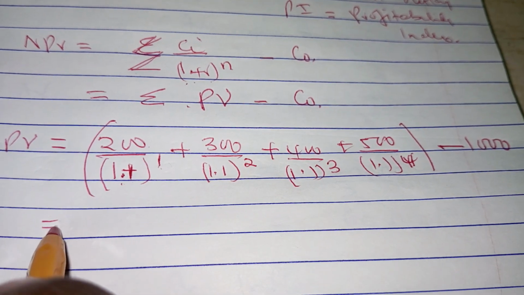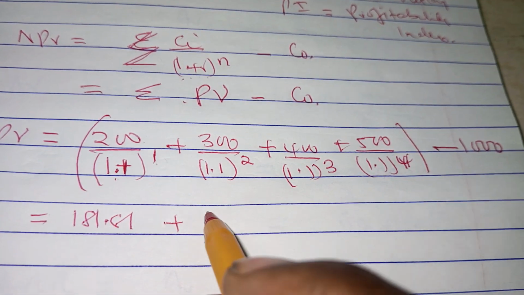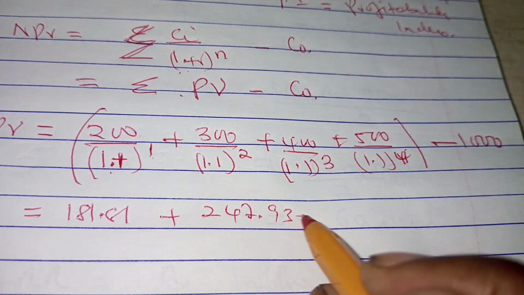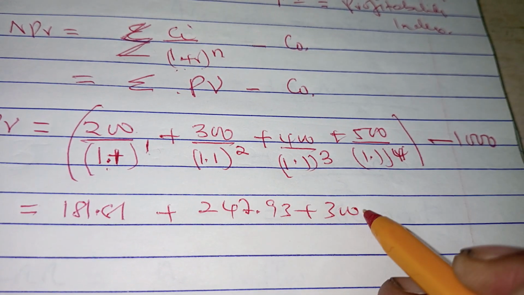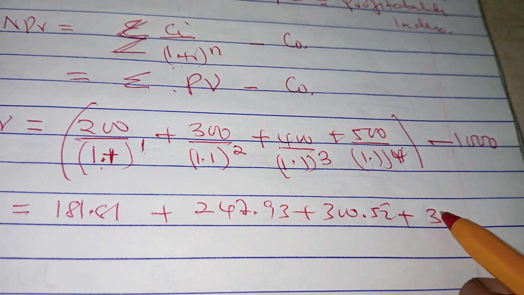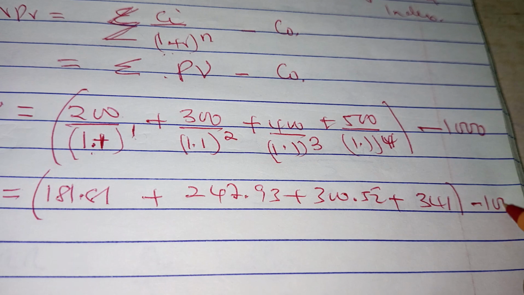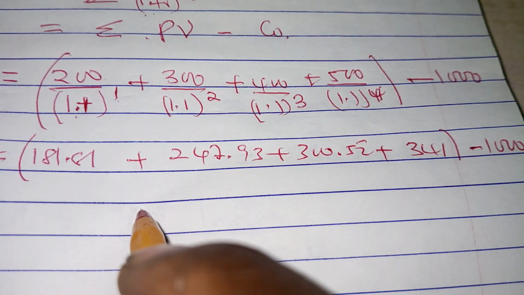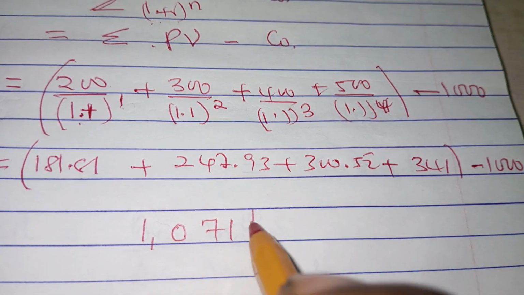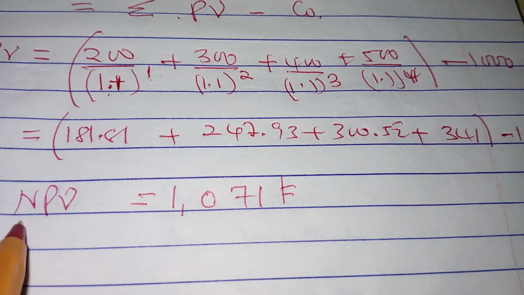Now this gives me 181.81. Then this one gives me 247.93. The third one, 300.52. The fourth one, 341. Therefore we now get the total and subtract the 1,000, and this gives me 1,071 shillings, and this becomes the NPV, the net present value.